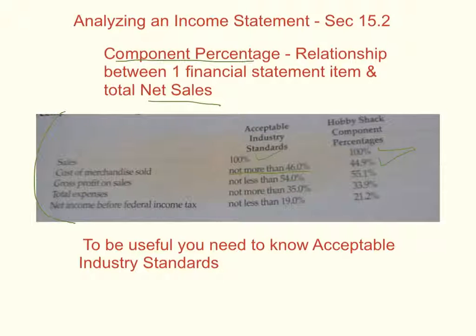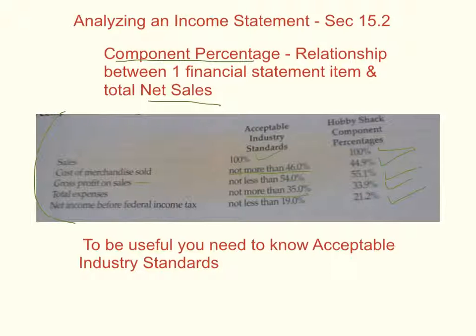Industry standards say that gross profit on sales should not be less than 54%. Again, looking at our company Hobby Shack, the ratio is 55.1, so this would also be acceptable. Total expenses should not be more than 35%. Since we have a ratio of 33.9%, this again is acceptable. Net income before federal taxes should not be less than 19%. 21.2% is not less, so that is acceptable.